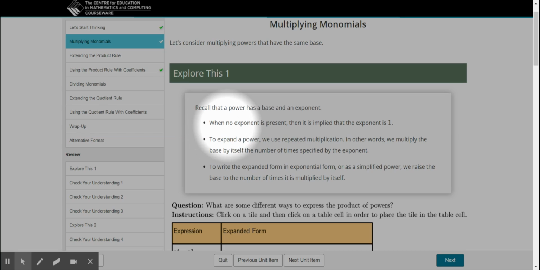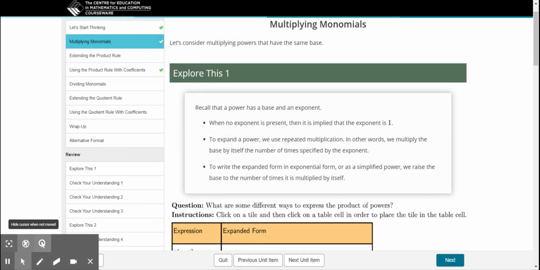When we have an expression that has no exponent, it is implied that the exponent is 1. So, for example, if I have the number 5, it's implied that it's 5 to the exponent 1. And if I have a variable like x or y or z or a just by itself, it is implied that the exponent is 1. The other two ideas are the ones that we already talked about in the previous session.